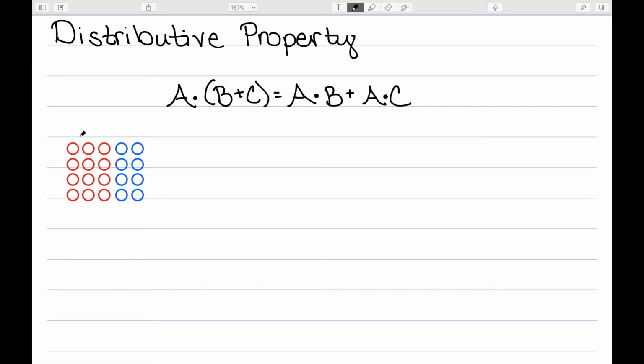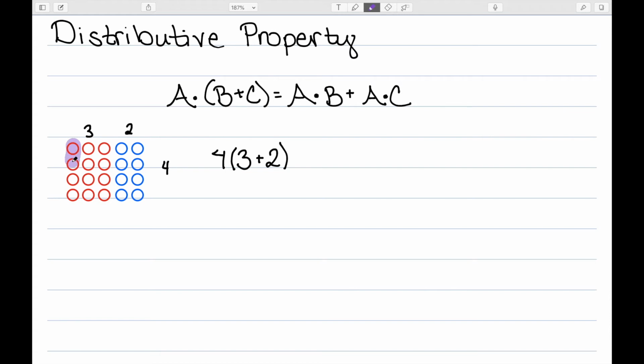Here I have an array that has 3 columns of red and 2 columns of blue, and a total of 4 rows. If I were to group this in terms of my 4 rows here, that would tell me that I have 4 groups that each contain a total of 3 reds and 2 blues, so 4 times (3 plus 2).